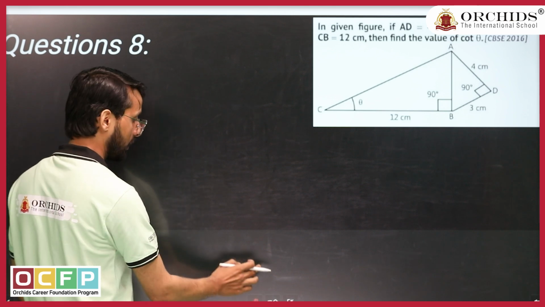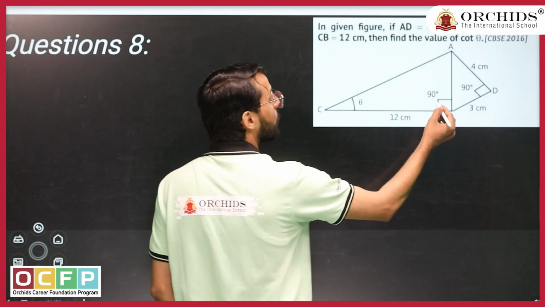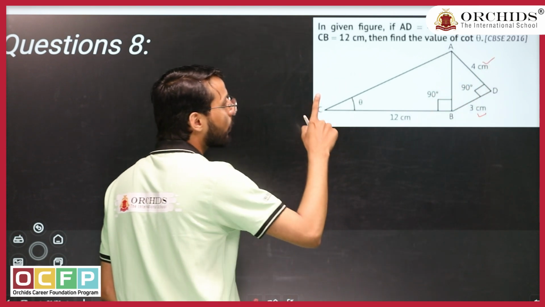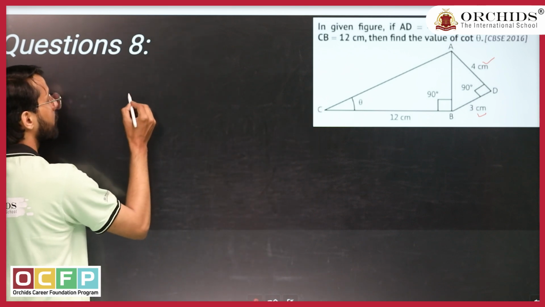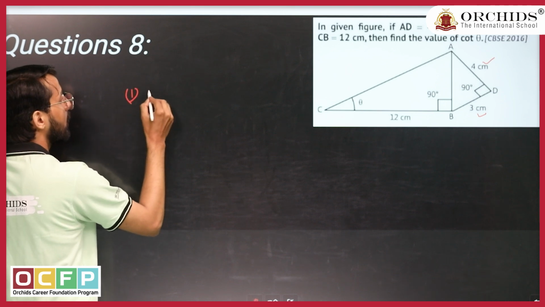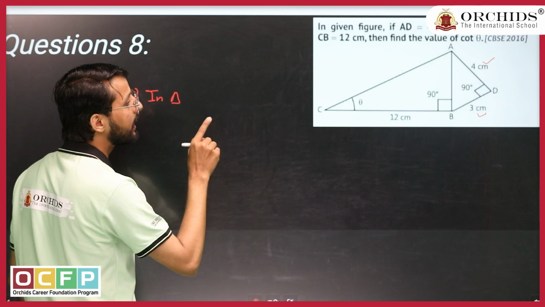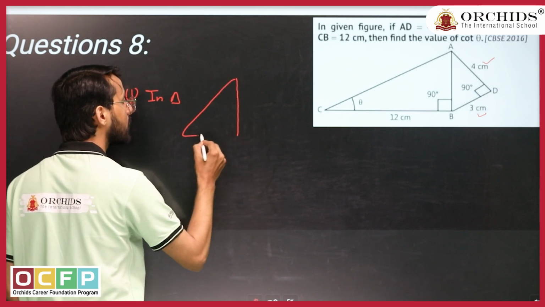Now, let's see how we are going to solve. Okay, so we can see AD is 4, BD is equal to 3. What kind of triangle is ABD? If I focus on the triangle part first, I am focusing on triangle ABD. Since D is at 90 degrees, can I draw a triangle like this?